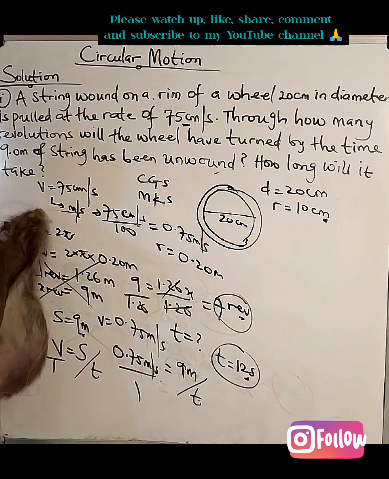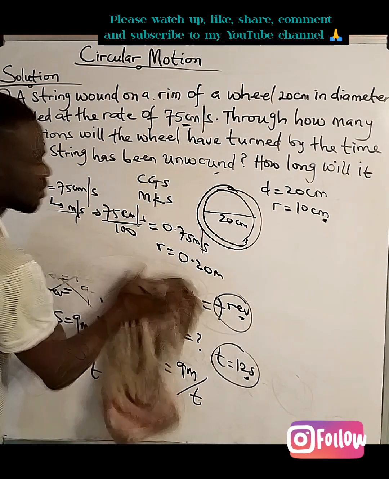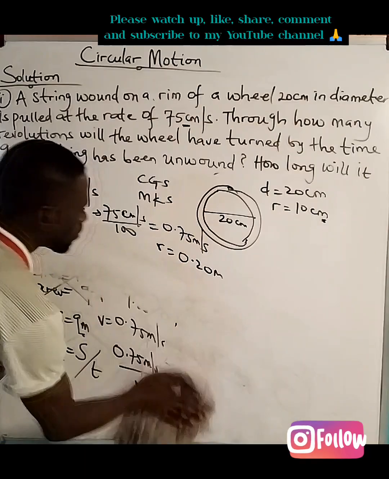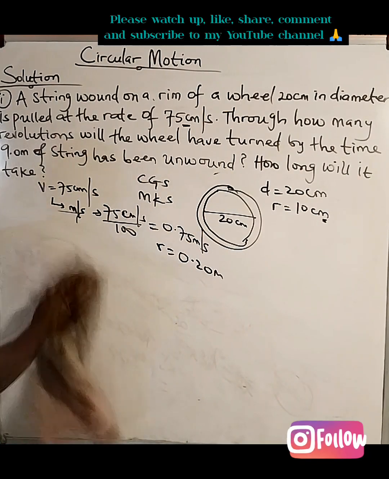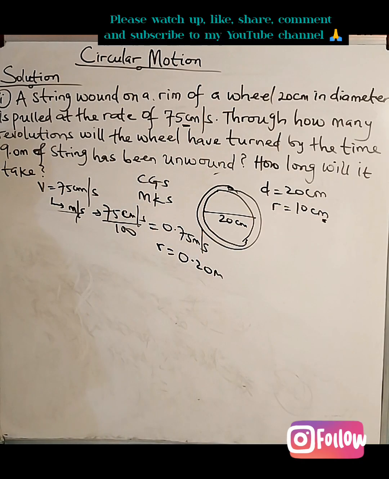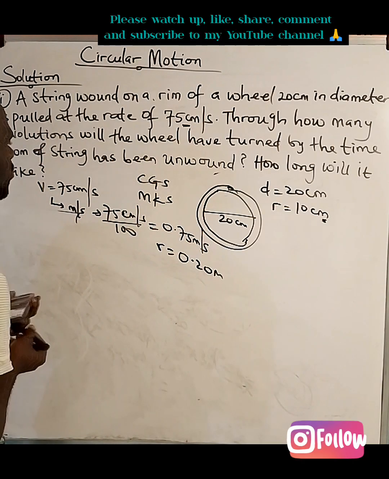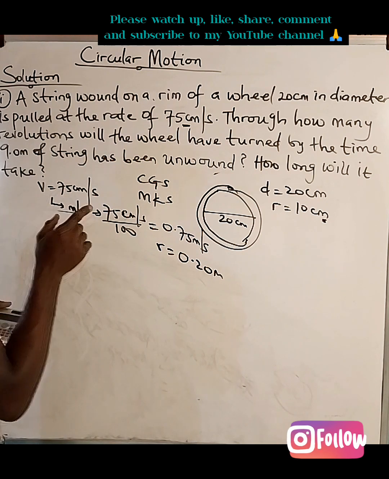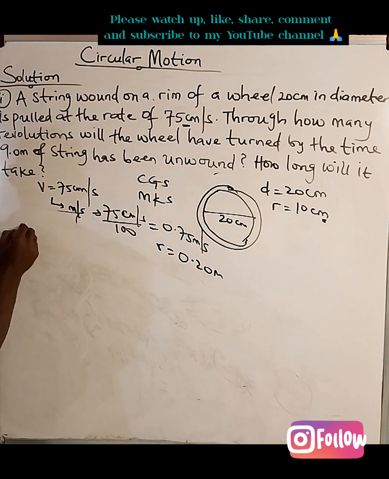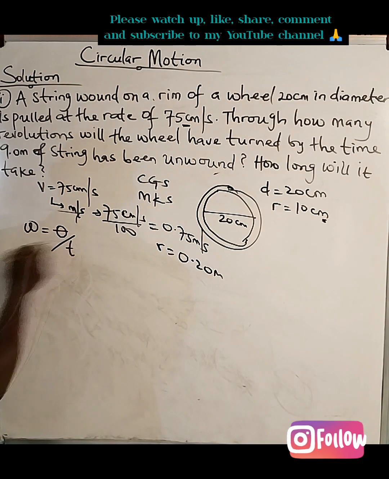If you don't want to use this, you can do it another way around. Let's see what else you could do. Don't forget, we are looking for how long it takes. So we could use this formula: the angular velocity is equal to angular displacement over time taken.